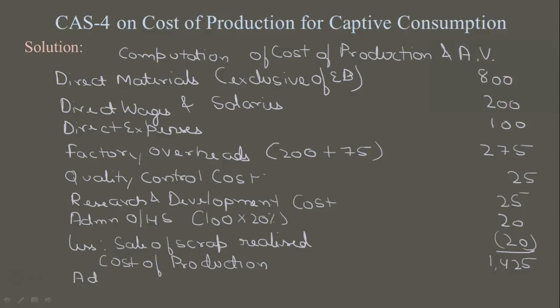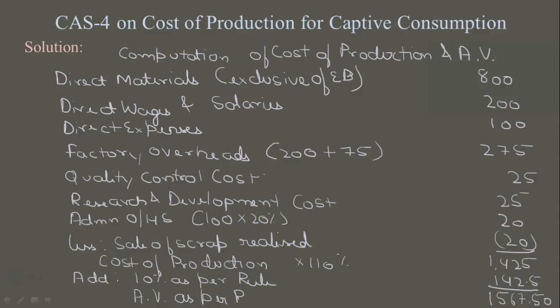In this, we add 10% as per Rule 8. And either we multiply it with 110%, or we just calculate 10% of cost of production, it is 142.5, and the total is our excise duty, our assessable value, 1567.50. It is assessable value as per Rule 8.